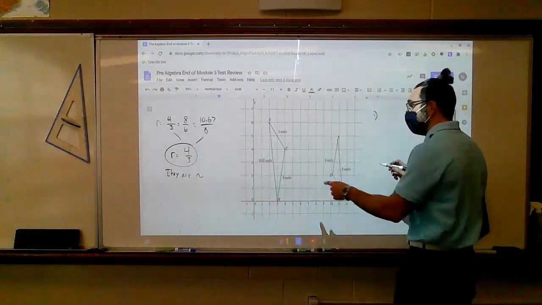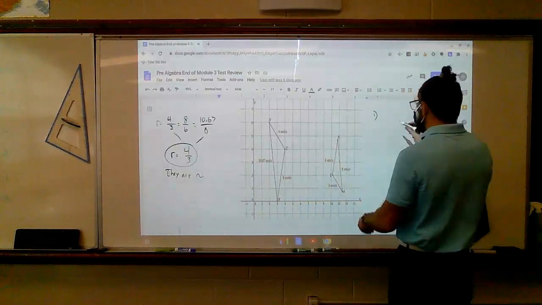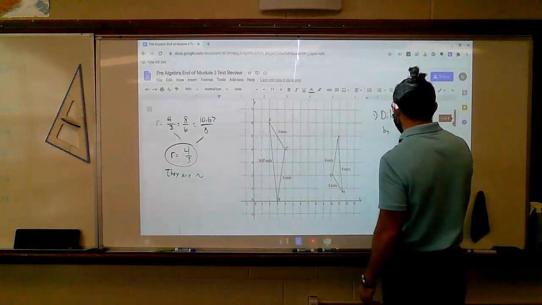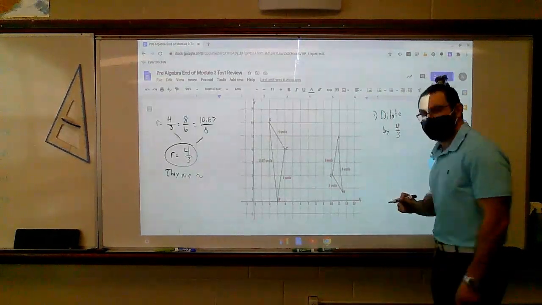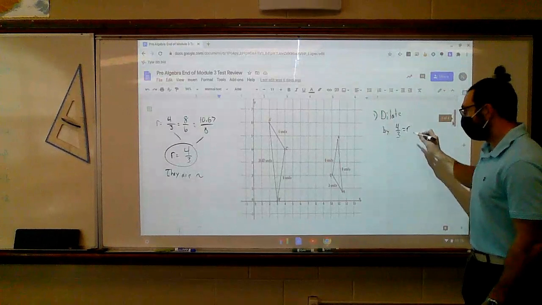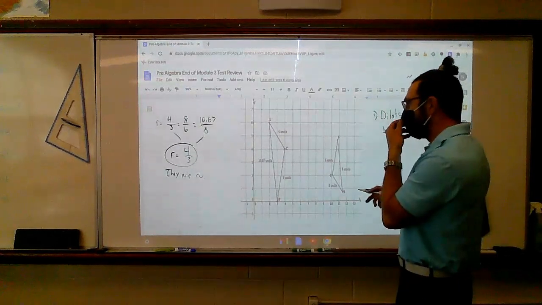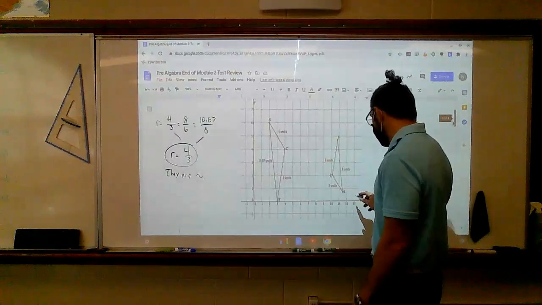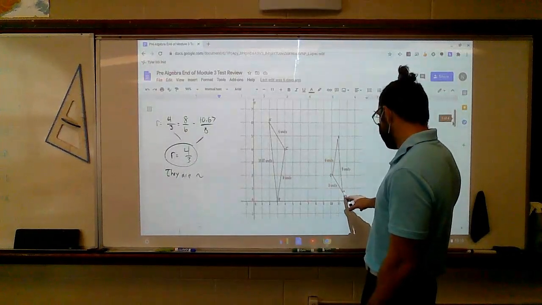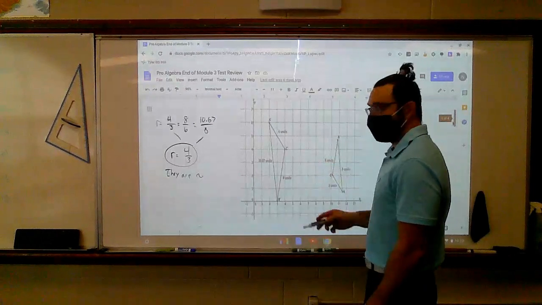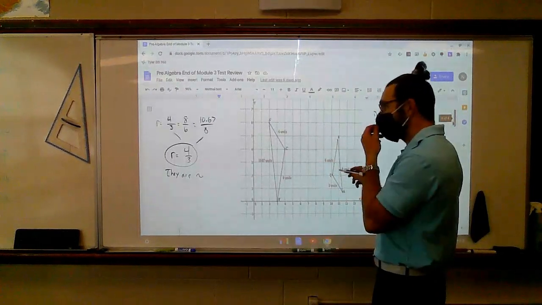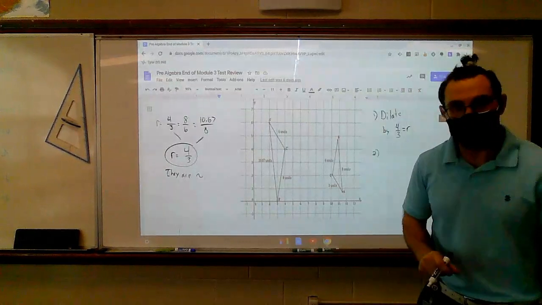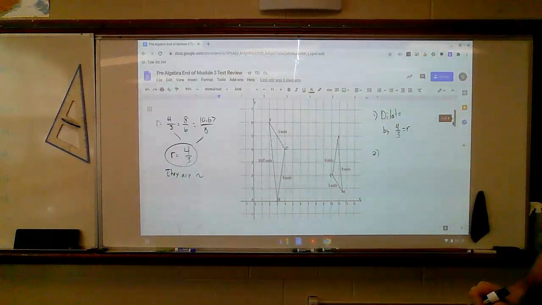So step 1, we need to dilate by 4/3. Okay, so when I dilate by 4/3, this is going to get bigger. So this is about 11.5. We know it's going to be the same size. So here's where the problem comes in. When it's fractional units like this, we can't be exact, okay?